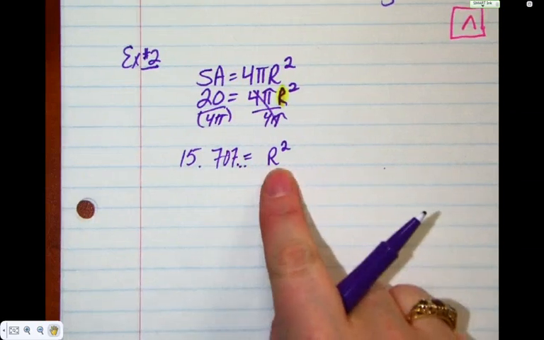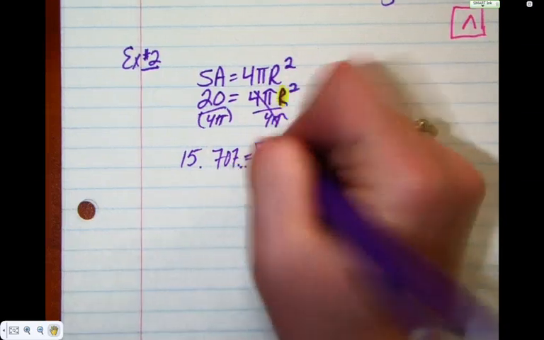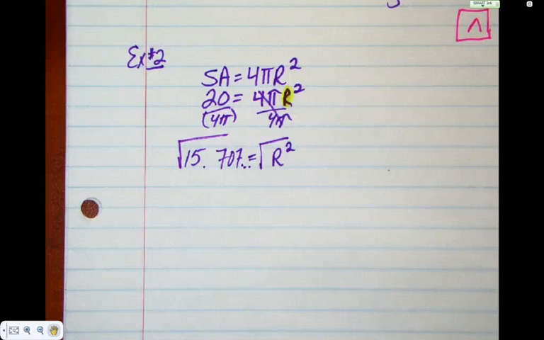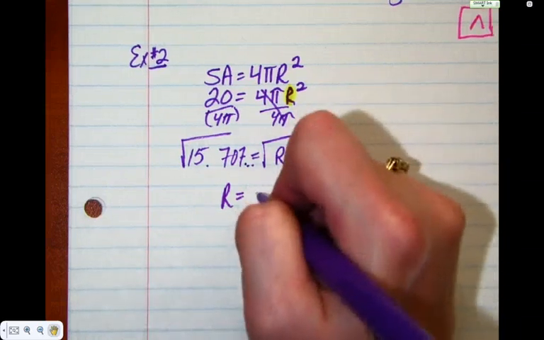How do we get rid of a squared? We've done this one a couple of times now. What's the opposite of squaring something? Square rooting. And remember, if you've got your graphing calculator, you can just recall the answer. So you'd go second function square root, second function answer, which is at the bottom. Offer for the radius.